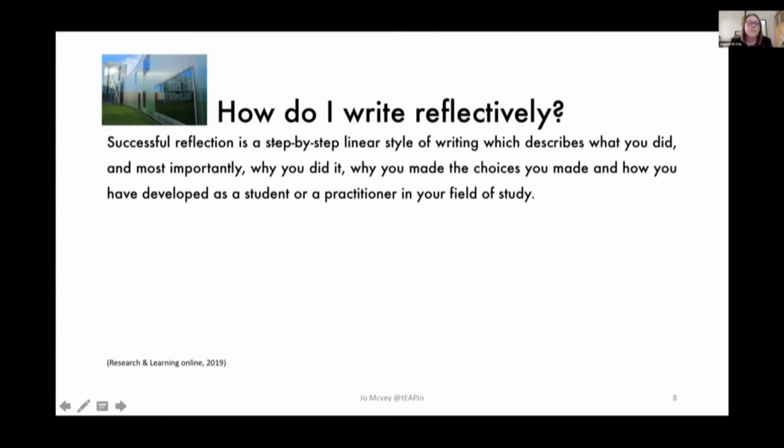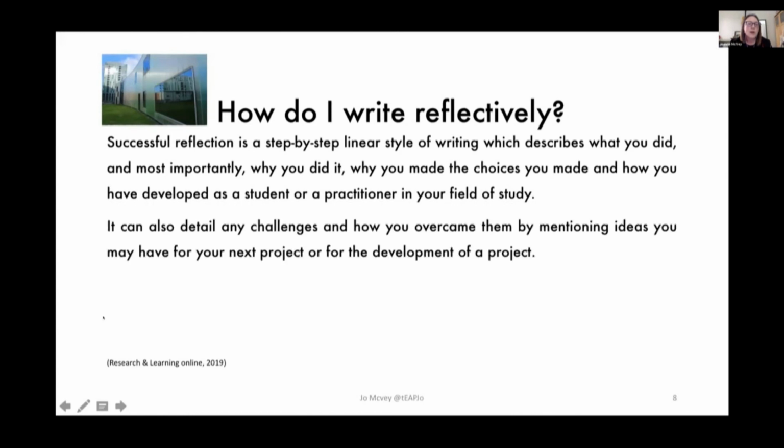So it's step by step. If you think about it in a step-by-step linear way, that's a really good way to tap into what you're trying to do. So if we go back to Gibbs, for example, following those steps will help you get into that linear, this is what I did, and this is my feeling, and so on. So you're thinking about why you did things, why you made the choices you made, and how you can develop. And also, the challenges that you're facing, for good or bad.